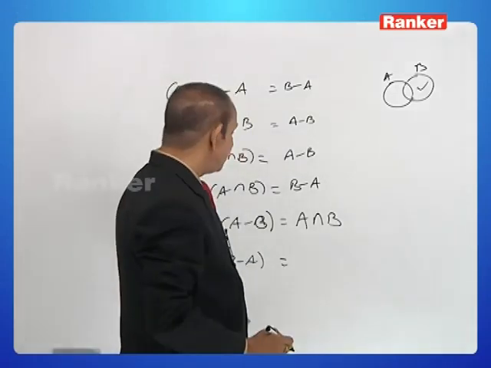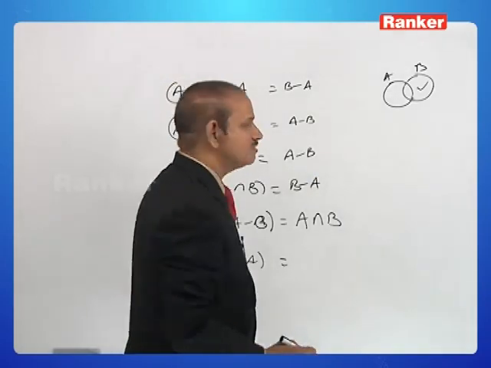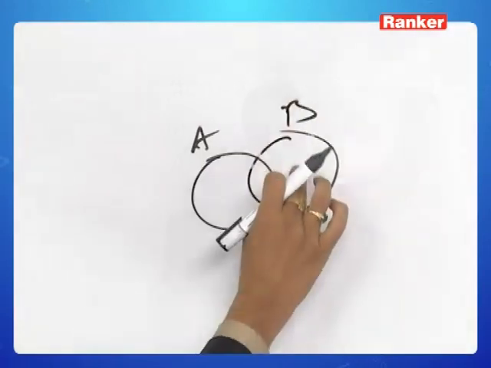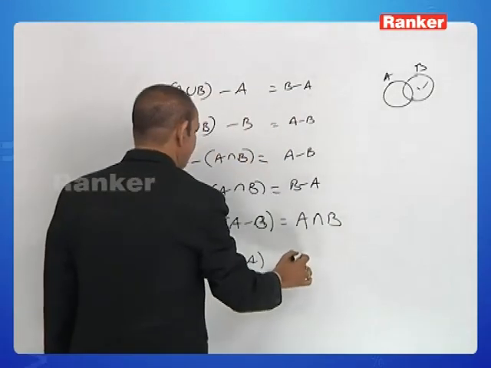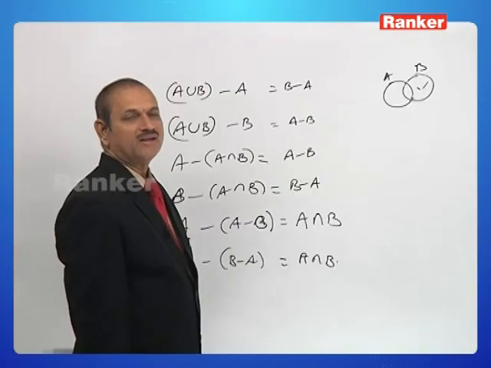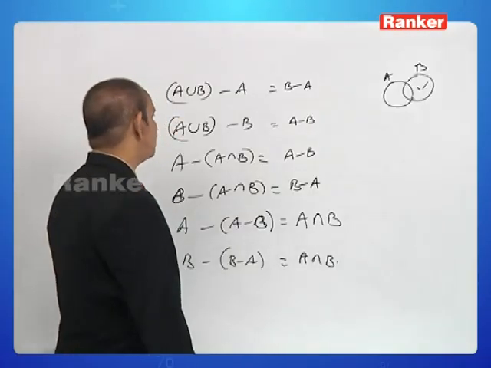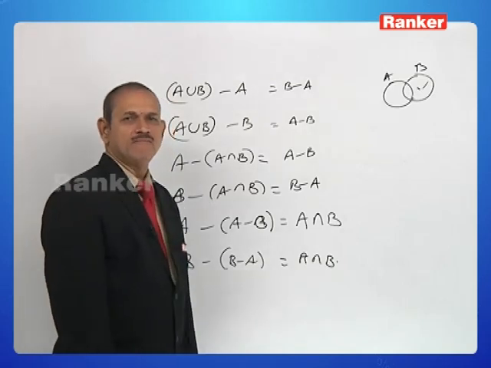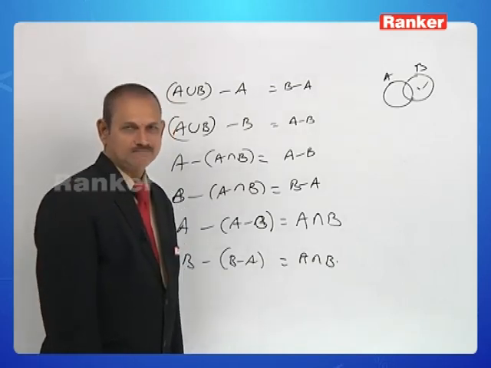Just like this, B minus of B minus A. What can you say? From B, B minus A is deleted. What remains is B intersection A, or A intersection B. These are the famous results that can be viewed by making use of a Venn diagram.